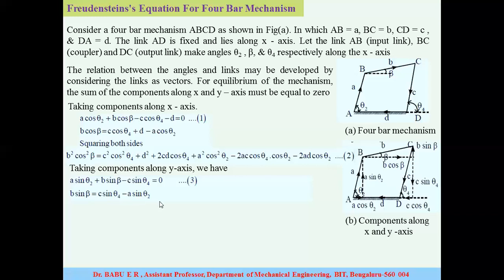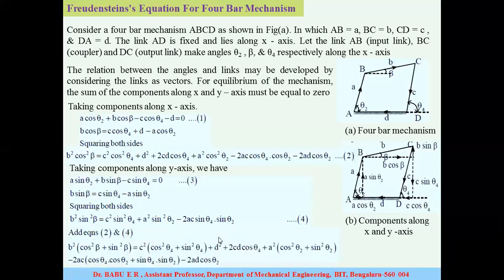Now you square this. Squaring on both sides, b square sin square beta equals, in the format of (a minus b) whole square, a square plus b square minus 2 times ab, so minus 2 times ac sin theta 4 sin theta 2. Call it equation number 4. Now you add equation 2 and equation 4. So adding equations 2 and 4.